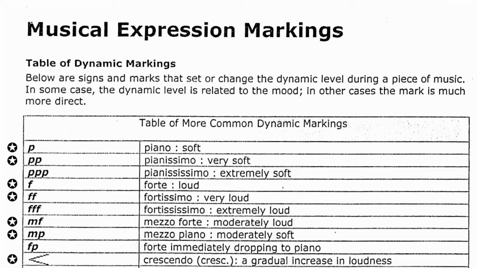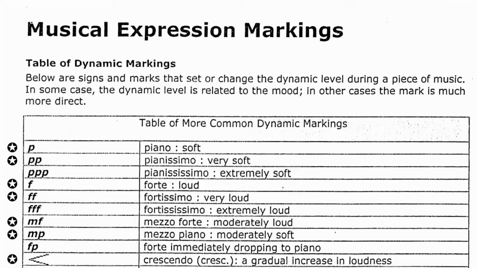You see here, they have all the asterisks. What you need to do is remember all these asterisks because it's going to be on your written test. For example, MP stands for mezzo piano, which means moderately soft. MF stands for mezzo forte, which means moderately loud.